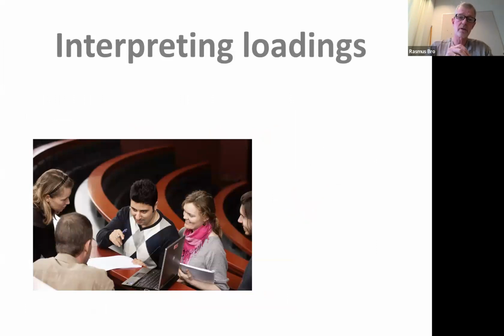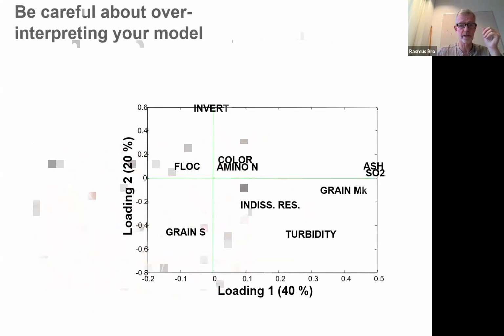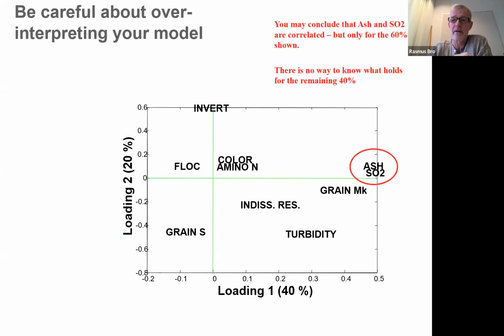I'd like to mention also a little bit about how to interpret loadings or how not to interpret loadings. Now, here's a loading plot. It's 10 different variables measured of sugar samples in a sugar factory. Not important for the points I want to make, but I would like to mention a little bit about what we can interpret. So for example, I can see that ash and SO2 are correlated because they're close to each other.